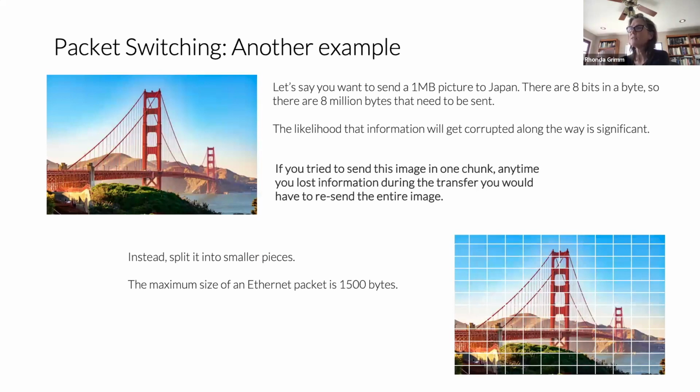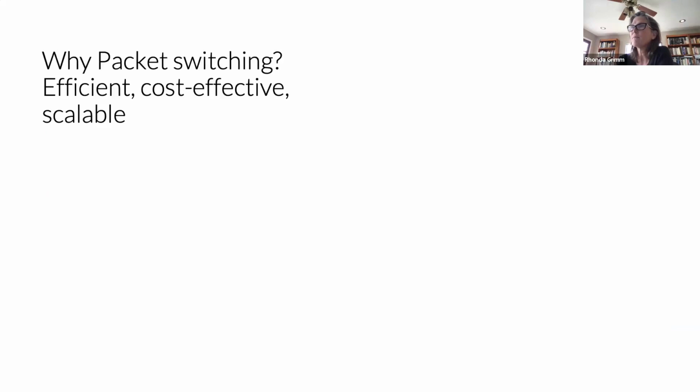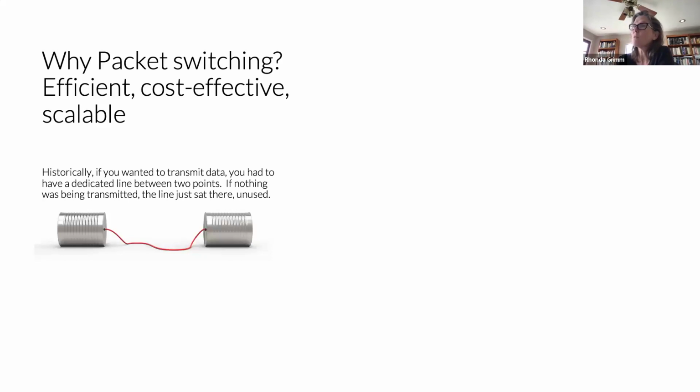Just a fun fact, each Ethernet packet has a maximum size of 1,500 bytes. So how bad could it be? If there's a problem with any packet, the receiving end says, I am missing this one, and you retransmit one small little bit. The big thing with packet switching is that it's super efficient, cost effective, and scalable. In the old days, if you wanted to transmit data between two points, you had to call the phone company and get a dedicated line, and you can imagine that wasn't cheap.